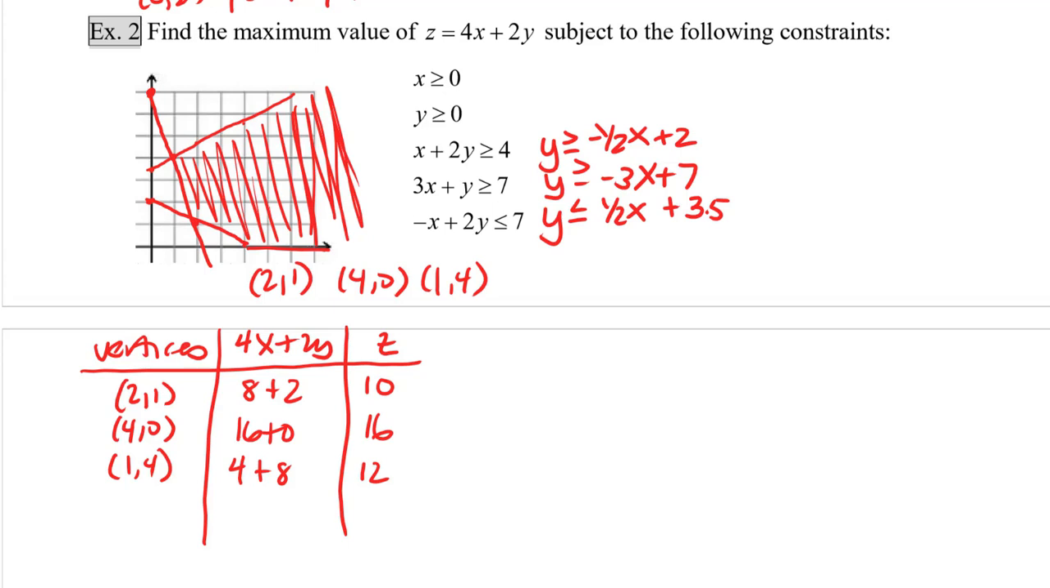So what we need to do is pick a point somewhere up here in the feasible region and see what happens when we plug it in. I'm going to choose the point (5, 4). I know it's not a vertex, but I'm just going to put it in our work. When I plug in (5, 4), I get 20 plus 8, which is equal to 28. Now 28 is bigger than 16, which means 16 cannot be a maximum.